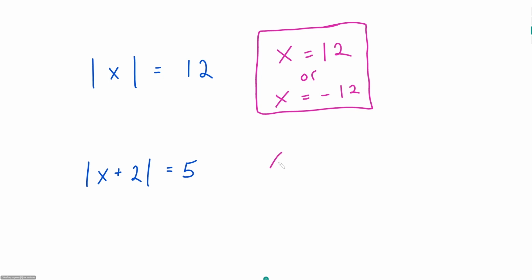And if I want to get rid of my absolute value signs, I can just say now it is x plus 2 that is equal to either 5 or -5. Then I can just solve each of these equations to get x, and so this means x is either equal to 3 or x is equal to -7.